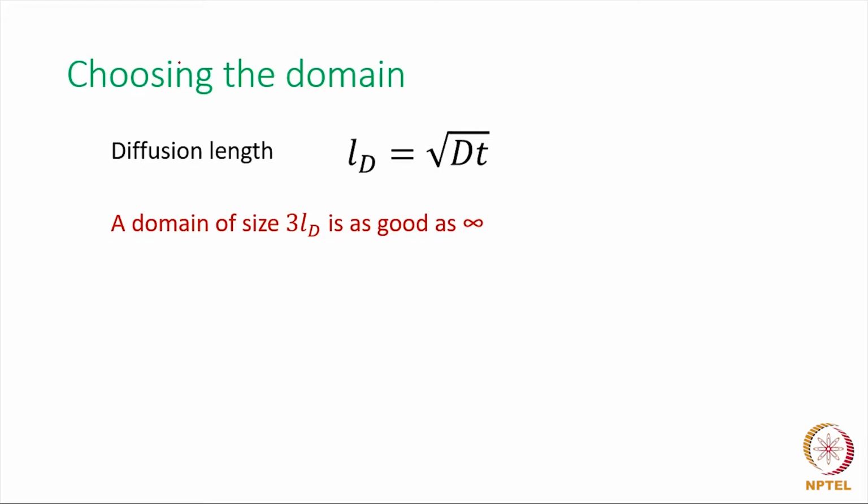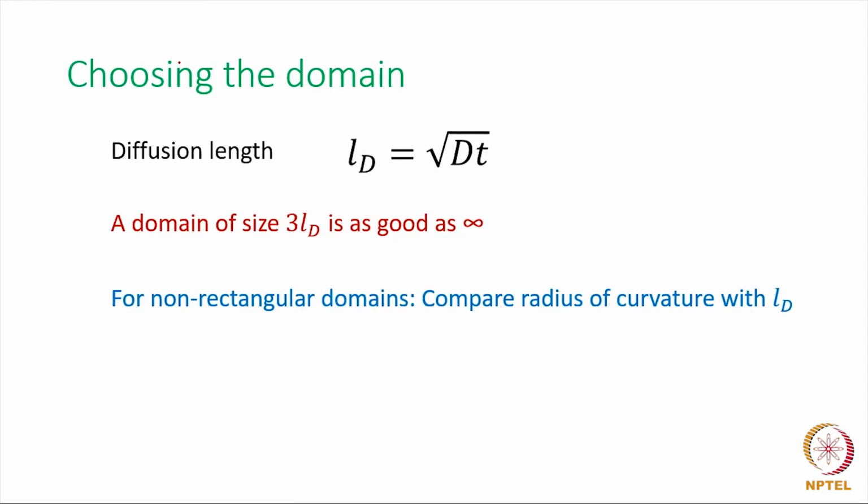So which means that for the case of hydrogen diffusion in iron at 298 K, as we have seen, for 1 minute of diffusion process it would come to 100 micrometers, which means that if you have a domain of about a millimeter, then it's as good as an infinite domain.